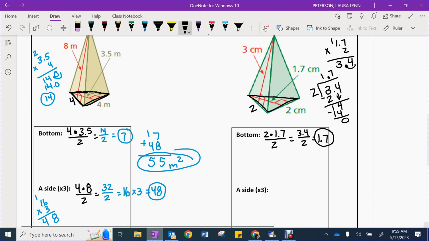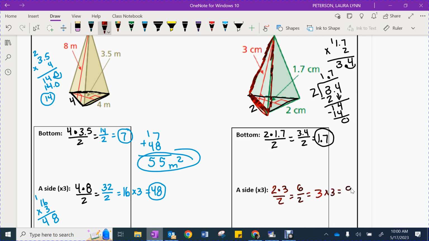Now we're going to do it with our side. I'm going to outline that in pretty color, I think. Oh, maybe not that one. We do red. So this is the side we're going to use. Right here. This side is base times height, so that's 2 times 3 divided by 2. Well, 2 times 3, that's 6. 6 divided by 2, that's 3. But it says do the side times 3. So I say 3 times 3, which is 9.